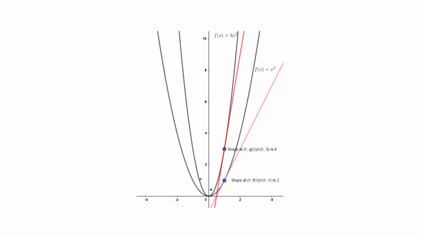Geometrical meaning of the last example is this. Since the derivative of x squared is 2x and that of 3x squared is 6x, it follows that the slope at each point (x naught, g of x naught) in the graph of g of x equals 3x squared is 3 times the slope at the point (x naught, f of x naught) of the graph of f of x equals x squared.